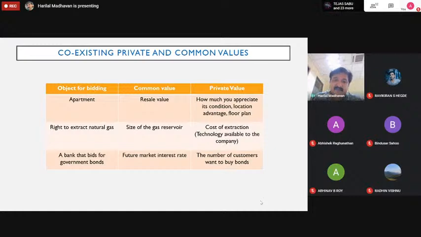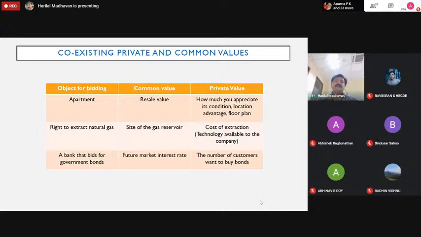And in the case of right to extract natural gas, the common value is the size of the reservoir. Okay, that's common for everybody. And the private value is what the technology that particular company has. Probably company A has a better technology to extract that gas, so they can actually produce at a lower cost and they can gain much, right? So their private value for that particular natural gas extraction is quite high, right?